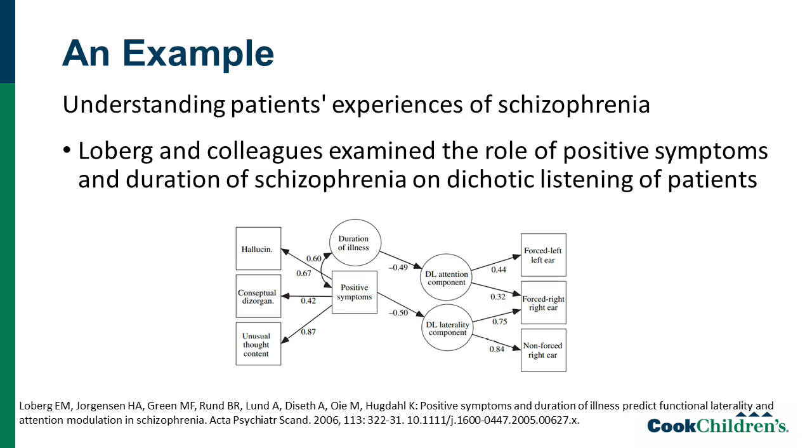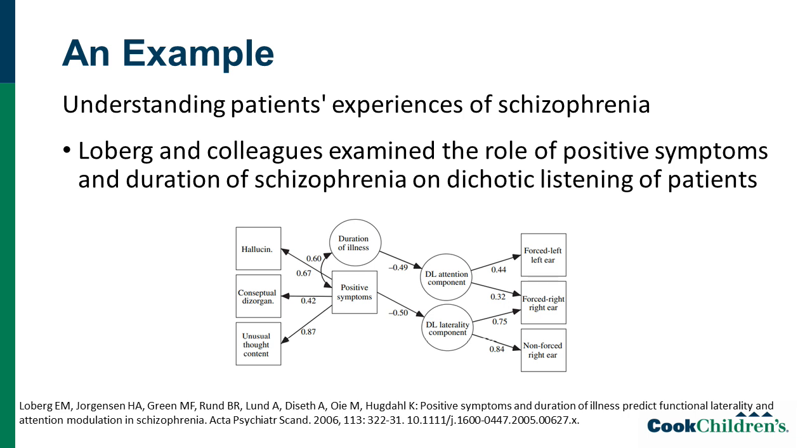So they used the Positive and Negative Syndrome Scale and the extended Brief Psychiatric Rating Scale as their symptom ratings. They included hallucinations, thought disorder, and unusual thought items from the symptom scales as variables in the SEM. The duration of the disease was calculated as the age of testing minus the age of onset. Dichotic listening was measured by patient responses to consonant and vowel blends spoken through headphones. In one condition, patients were told which ear to listen with, attention, and in another, they were not, laterality.